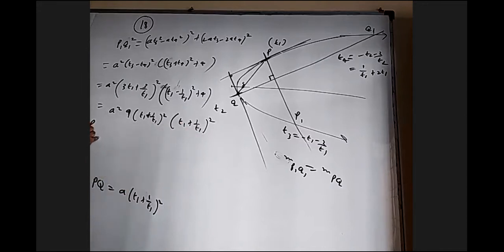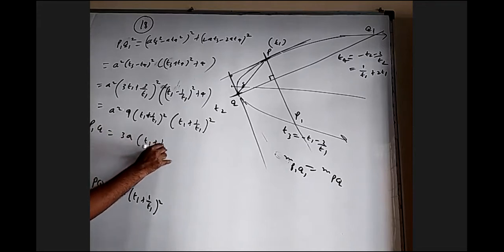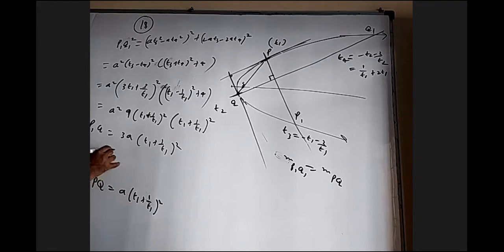So when you try to find P1Q1, apply square root, it is 3a into t1 plus 1 by t1 whole square, which is actually 3 times this. So 3PQ.